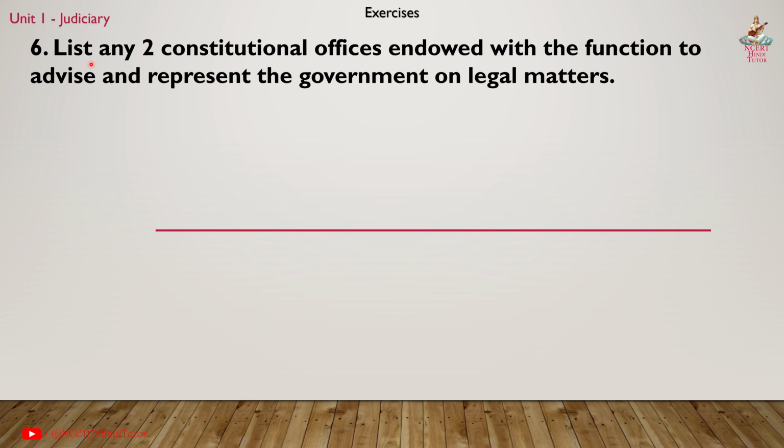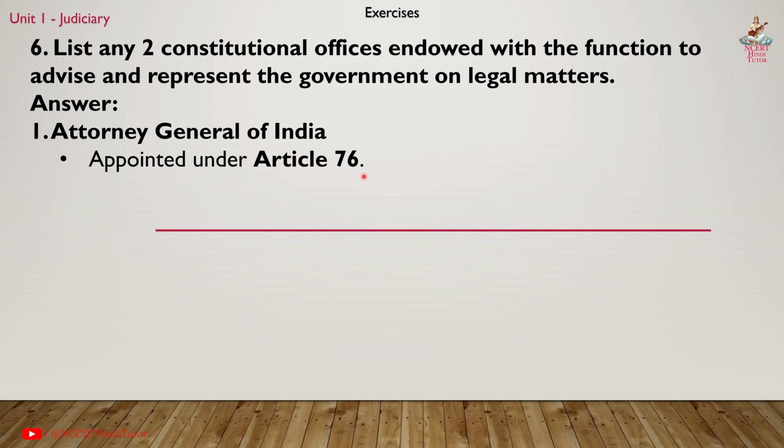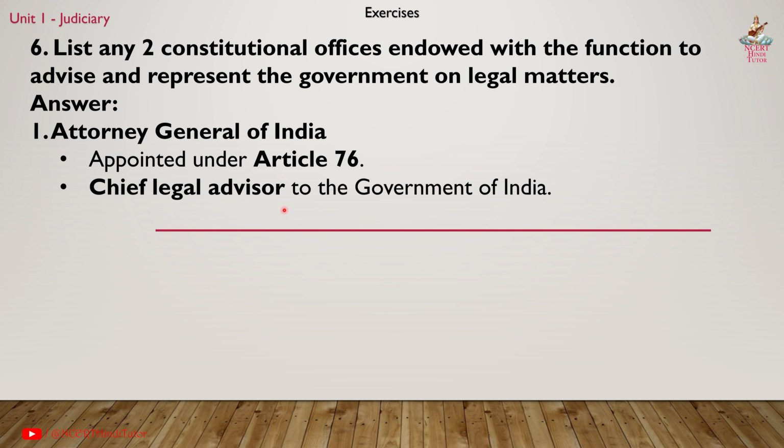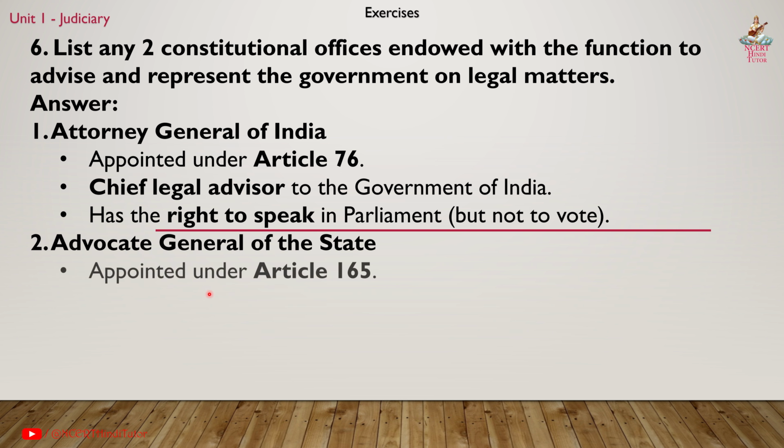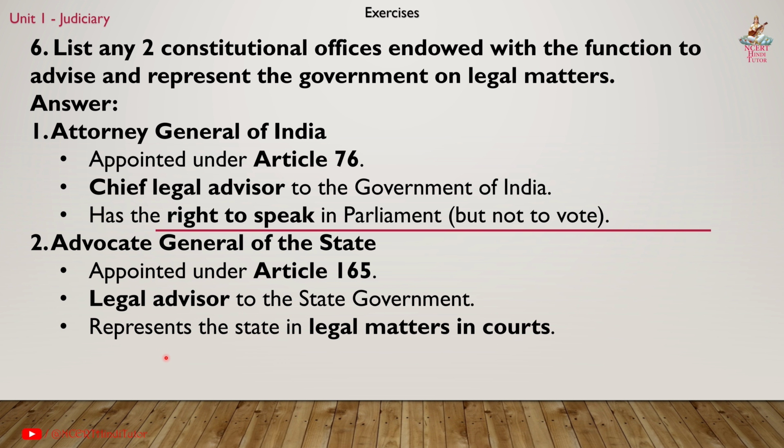Question 6. List any 2 constitutional offices endowed with the function to advise and represent the government on legal matters. Answer. First, Attorney General of India, appointed under Article 76, Chief Legal Advisor to the Government of India, has the right to speak in Parliament but not to vote. Second, Advocate General of the State, appointed under Article 165, Legal Advisor to the State Government, represents the state in legal matters in courts.